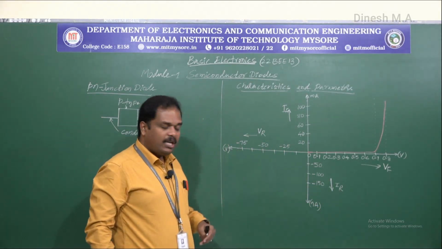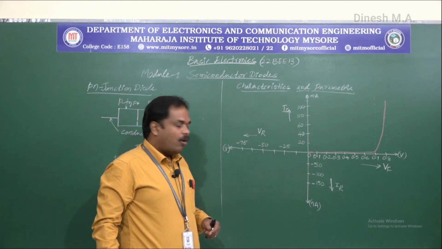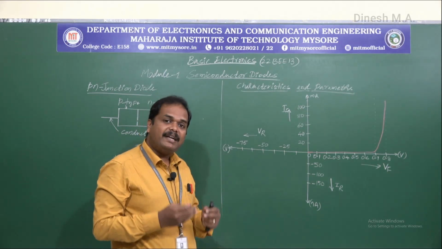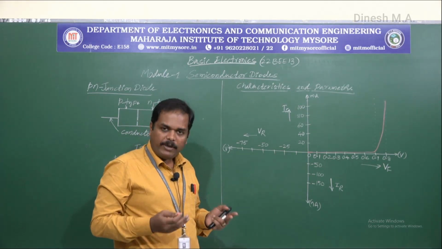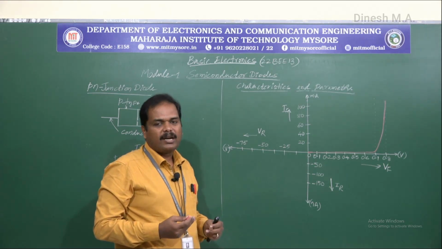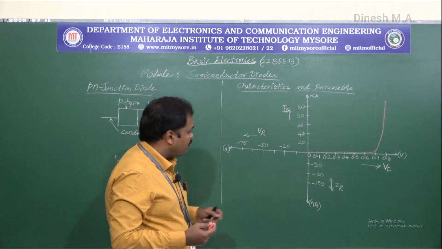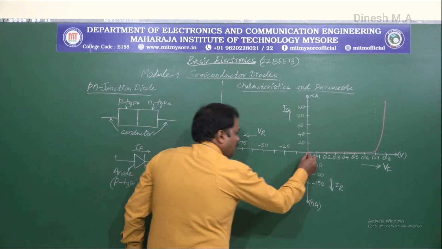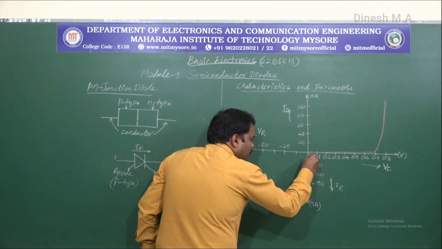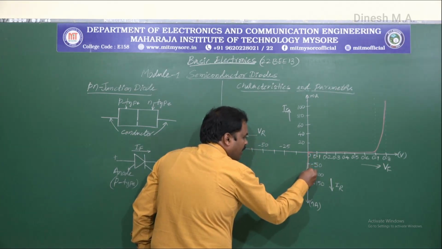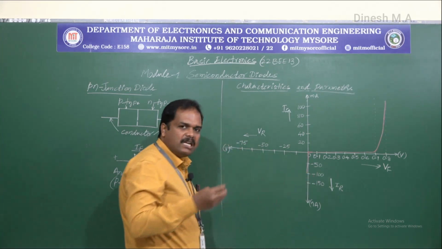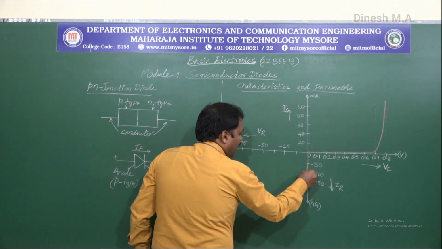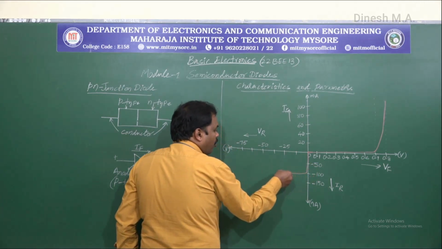Now coming to the reverse characteristics of the diode, since the diode is reverse biased and working as an open switch, there would be almost zero current flowing through the junction, typically less than 100 nanoamperes. It is going to be something like this. And further, if we go on increasing the reverse voltage, the current remains constant through the junction.